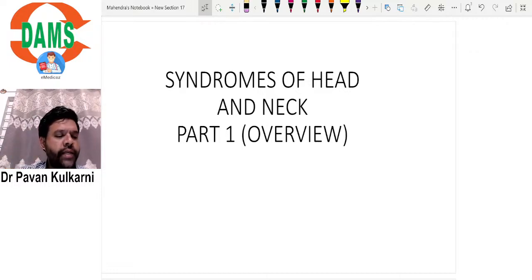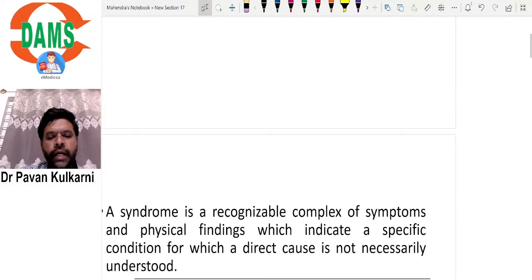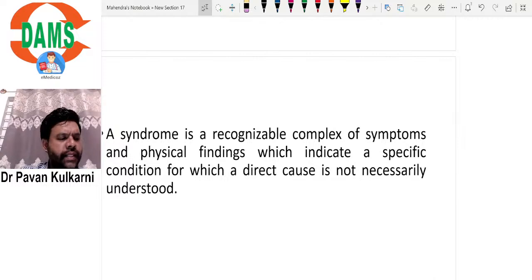The topic for today is syndromes of head and neck, an overview. Here in this, first let us see the definition of the syndrome.